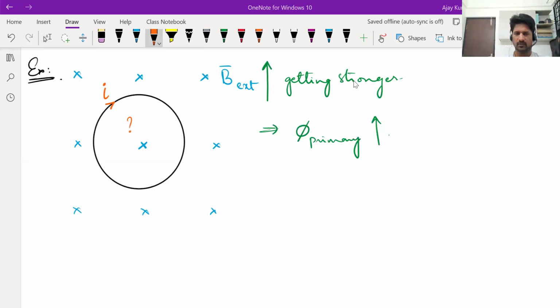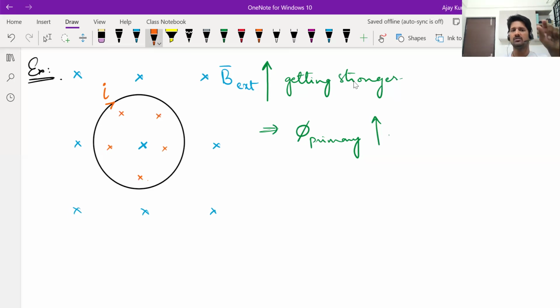So inwards. Inwards into the screen, correct. So if the current flows this way, I'm not telling you it will flow this way. If it flows this way, it will produce secondary flux into the screen. Okay. Now primary flux was already into the screen, and what was happening to it? It was increasing. It was becoming stronger.